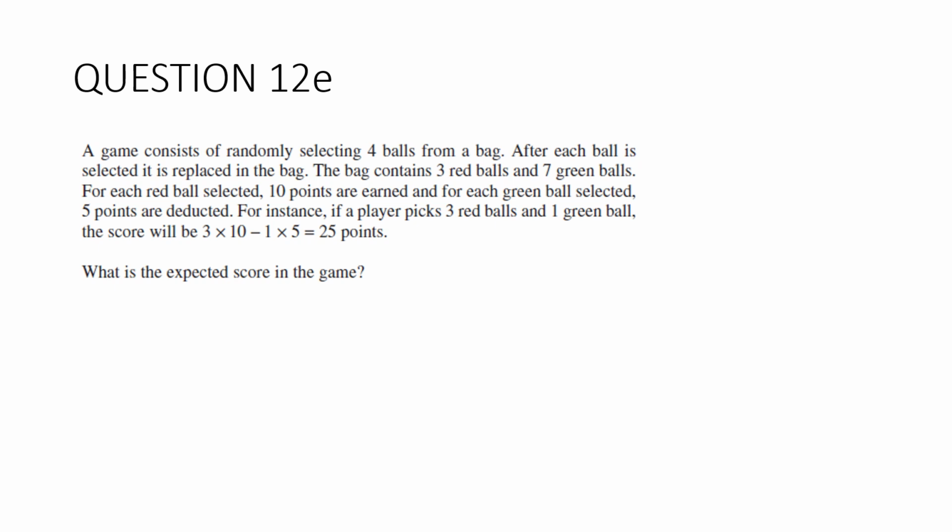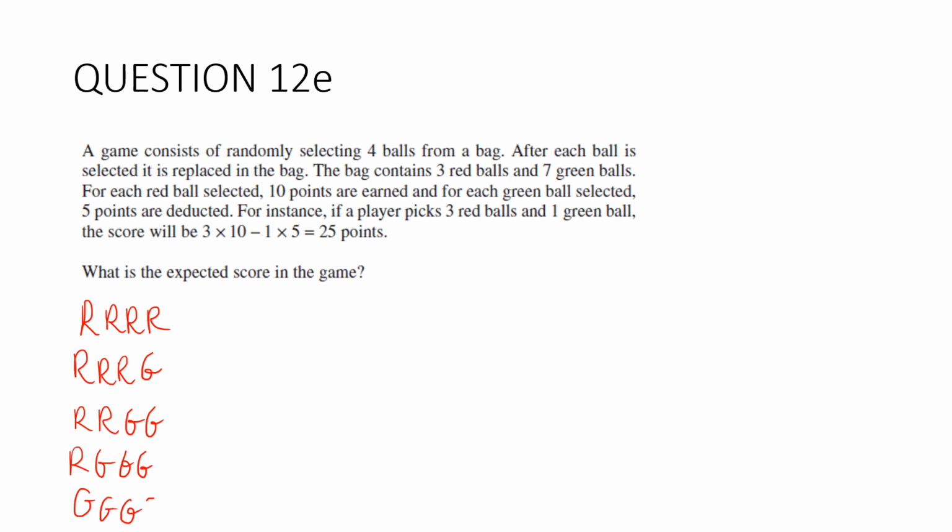All right, so I've got to think about the different possibilities here. Because we have replacement, we could get 4 reds in a row. We could get a combination of 3 reds and a green. We could get a combination of 2 reds and 2 greens, or 1 red and 3 greens, or 4 greens. We need to work out the probability of each of those happening.